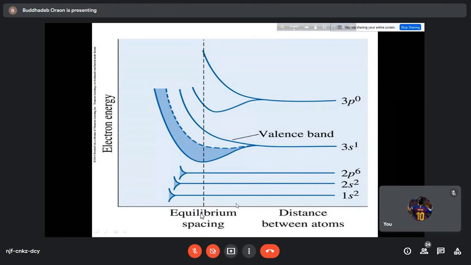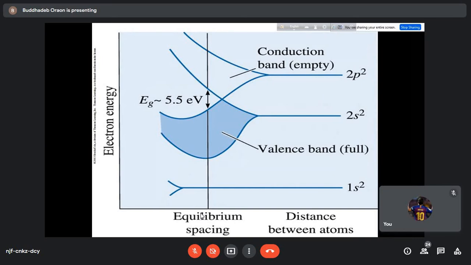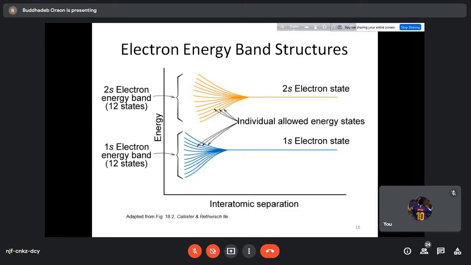Further, if you bring the atoms closer, then the innermost shells or subshells will also split in terms of electron energy level. So splitting will start at a slightly smaller distance for the innermost shells. This is the idea of this diagram, so from here also we get the idea of energy band. These are some other diagrams for 2s or 2p subshells. These are all similar concepts.